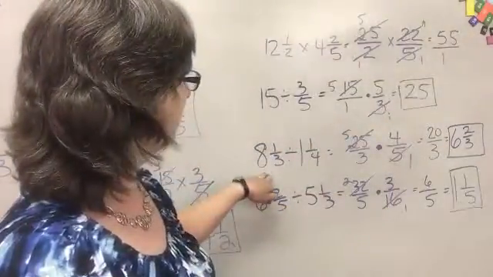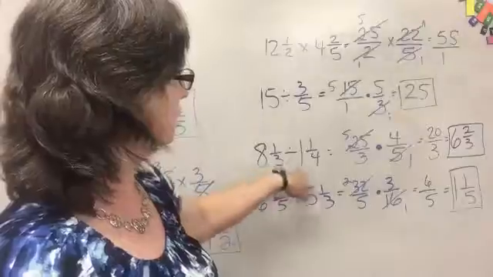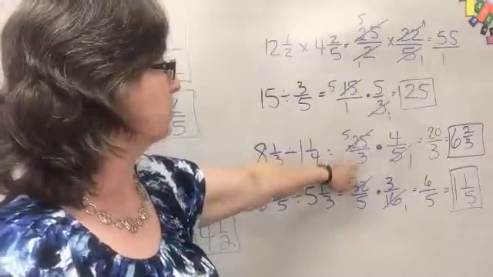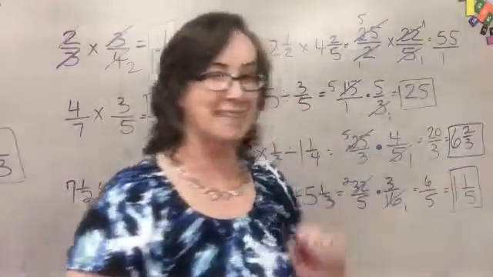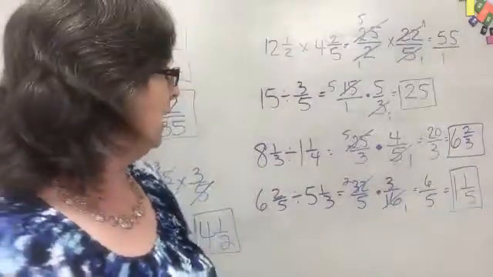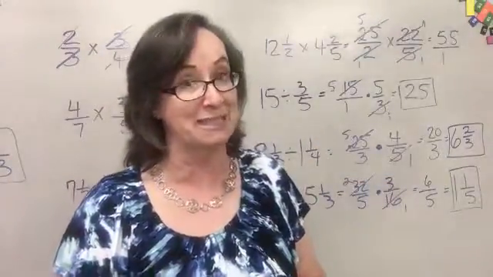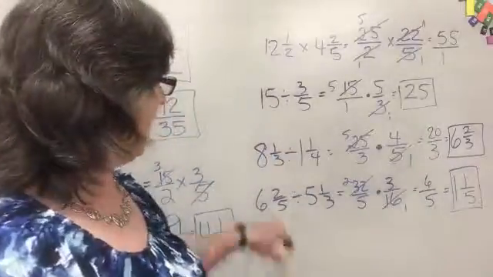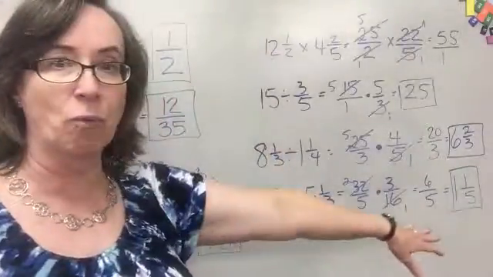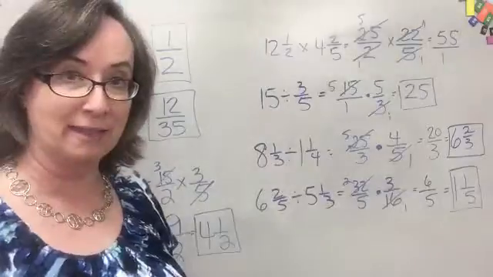And then the next one, once we change it up and put it in its proper form, we get 6 2/3. If you got 20 over 3, you were correct, but it's not down to its mixed number form. And the last one is 1 1/5.